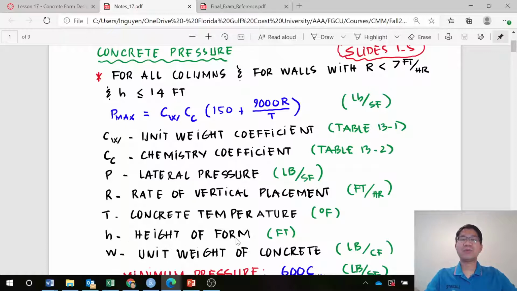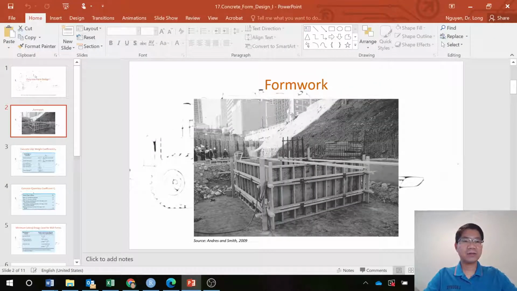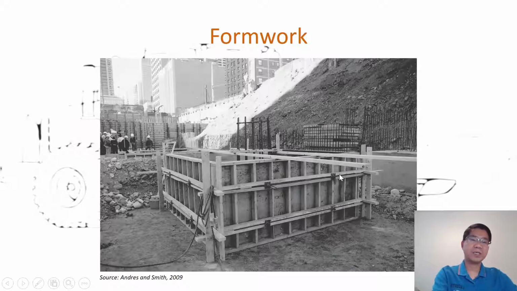h is the height of the form. So height of the wall, how to set up that. Unit weight of the concrete, how heavy the concrete is. So if it's light, then the pressure will be light. If it's heavier, it will be more. So how to determine the CW and CC, and then we use that table here, and that's shown in the next few tables that you can see there in the slide.